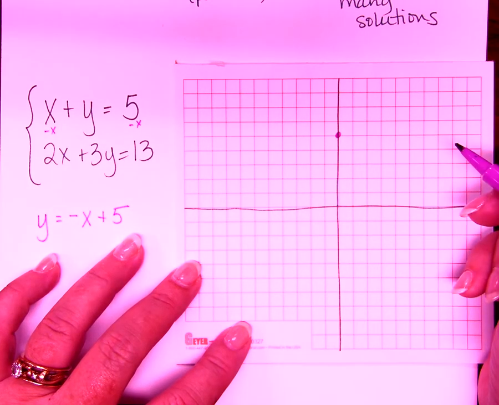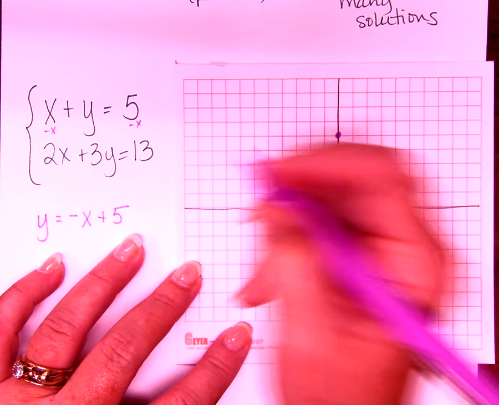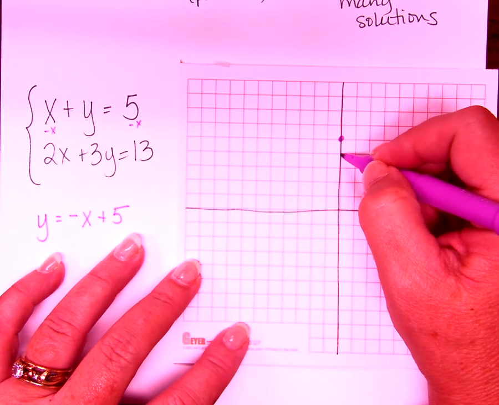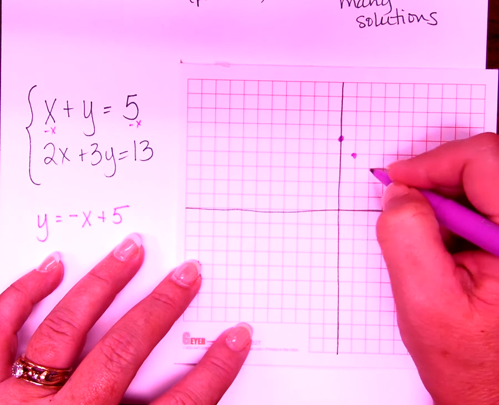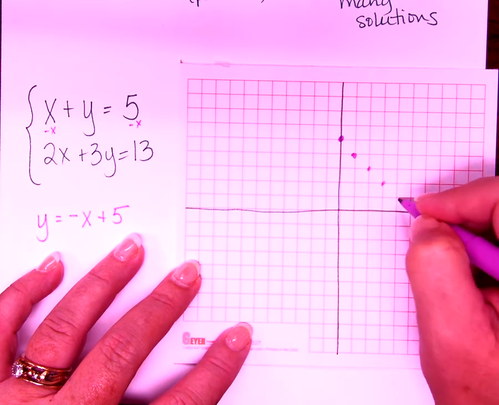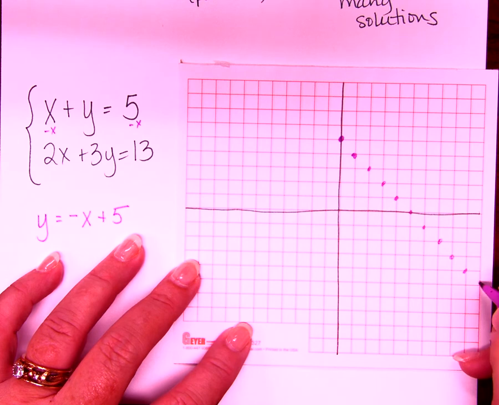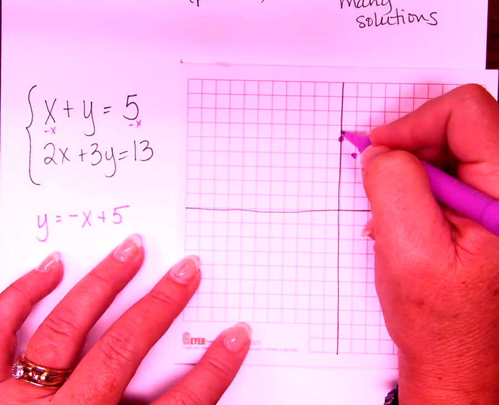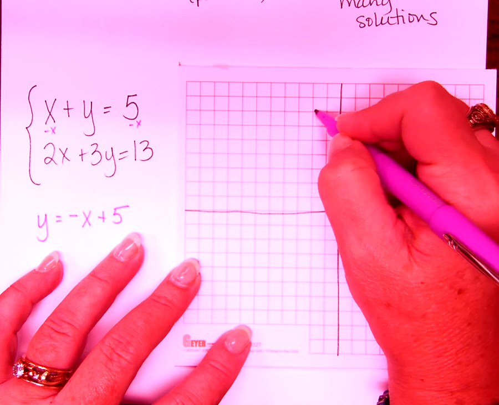What's my slope? Negative 1. Okay? Negative 1 over 1. Negative 1, if I go down, I have to go positive 1 here. Negative 1, positive 1. I'm going to go ahead and put all the dots that I possibly can because that makes seeing the line a little easier. Can I go up 1? As long as I go left 1.